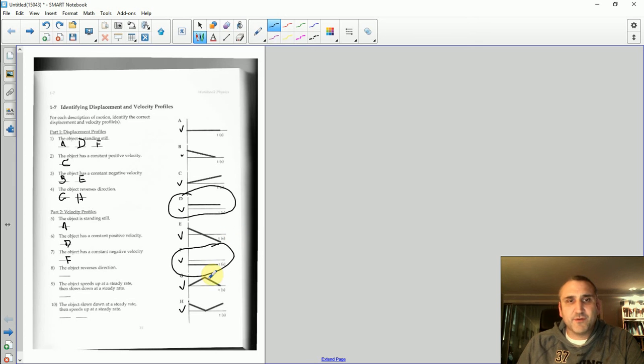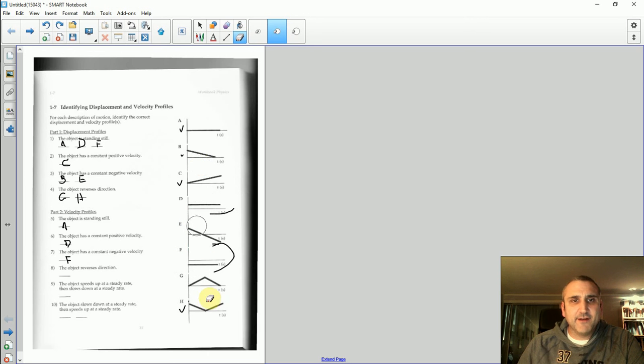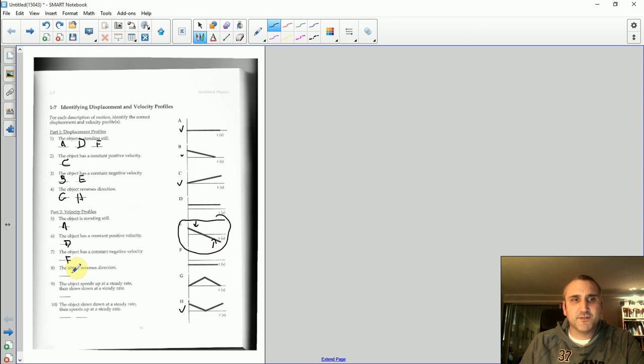The object reverses direction. That is actually, let me erase some of my markings here. That is, as we talked about in class today, right here at letter E. Because this is an object that is, at this point, going in the positive direction because it's a positive velocity. And here it's going in the negative direction, so negative velocity. And in between the two, as we talked about, you are going to have a stop. So that's letter E, the reversing direction of the object.